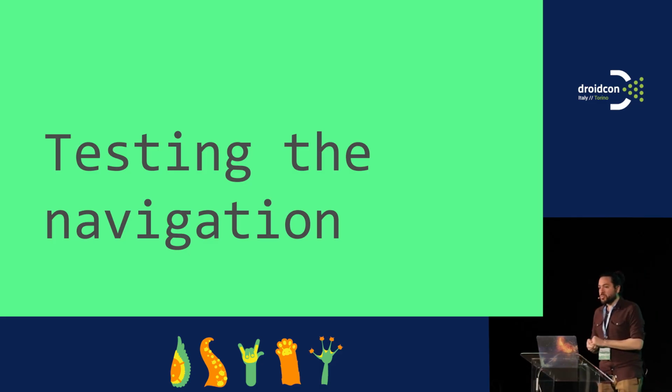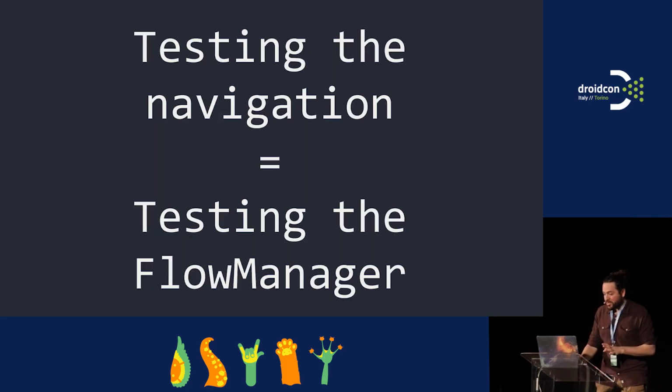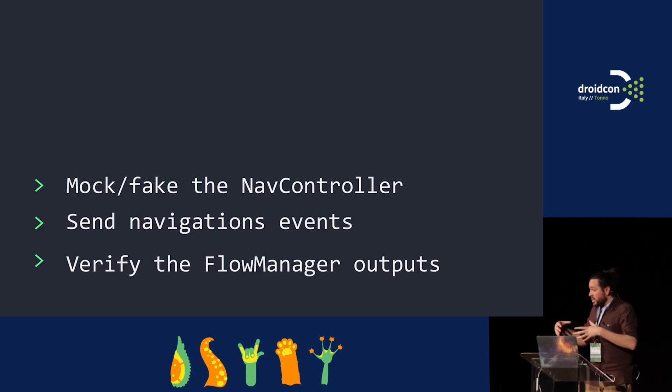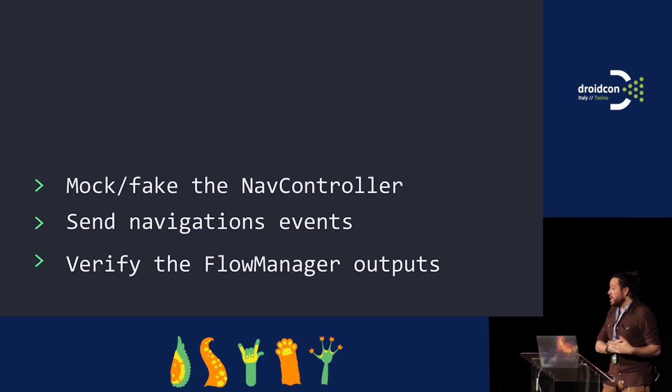And why we did that? Why we did that is because we really wanted to be able to test our whole flow. And the good thing is that when you decide this kind of pattern, you are able to test your flow because testing your navigation is basically testing the flow manager. So how did we do then to test that? We had to fake the nav controller. Then we had to, of course, instantiate the flow manager we want to test. Then send a navigation event to this flow manager and verify what the flow manager will give as an output.